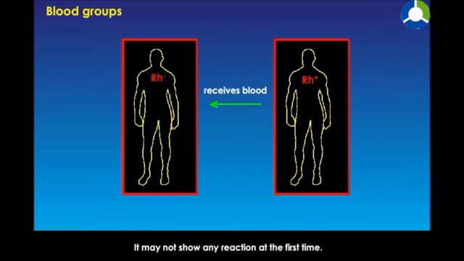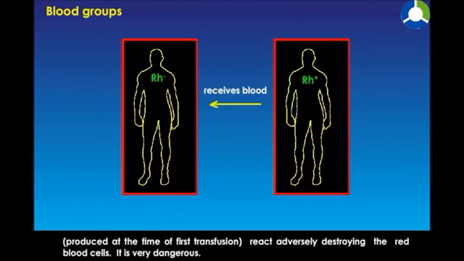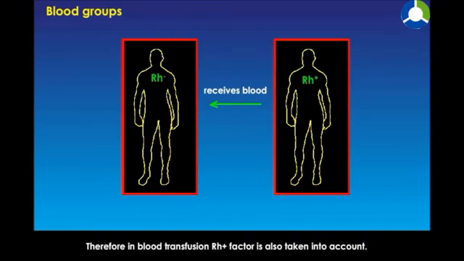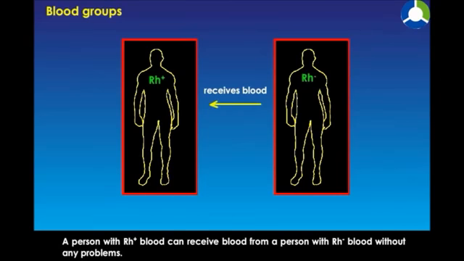It may not show any reaction the first time, but if the same person is again transfused with RH positive blood, then antibody present in the blood produced at the time of the first transfusion react adversely, destroying the red blood cells. It is very dangerous. Therefore, in blood transfusion, RH factor is also taken into account. A person with RH positive blood can receive blood from a person with RH negative blood without any problems.